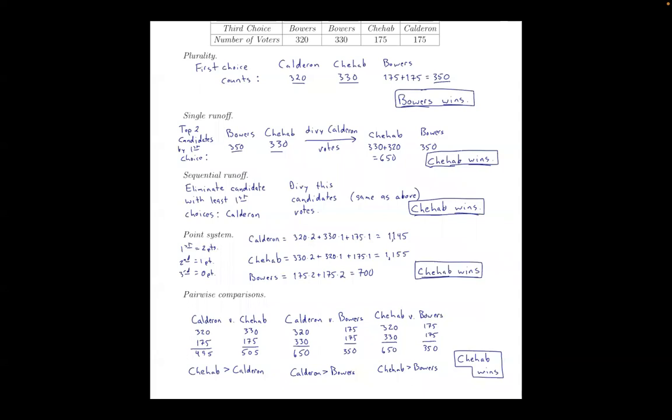Now, if we had 4 candidates, we'd have, I believe, 6 different pairwise races to consider, and that's a lot of work to do by hand. So this is why we only have 3 here. Since we have 3 candidates, we have to do 3 different pairwise races.